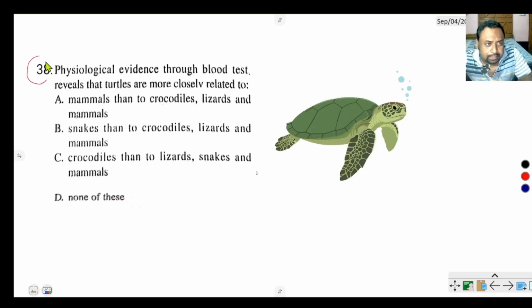Question number 38 says physiological evidence through blood tests reveals that turtles are more closely related to crocodiles than to lizards, snakes and mammals. Why? Because they both live on land and in aquatic water, they both lay eggs, etc.